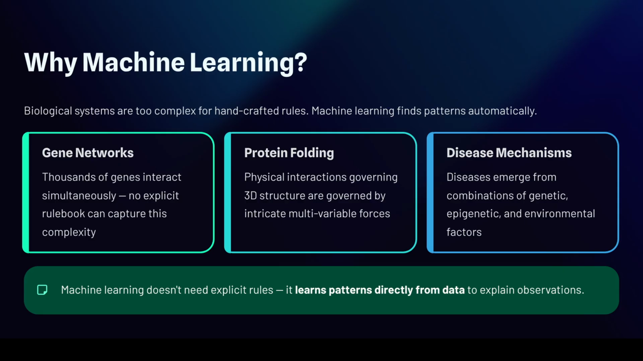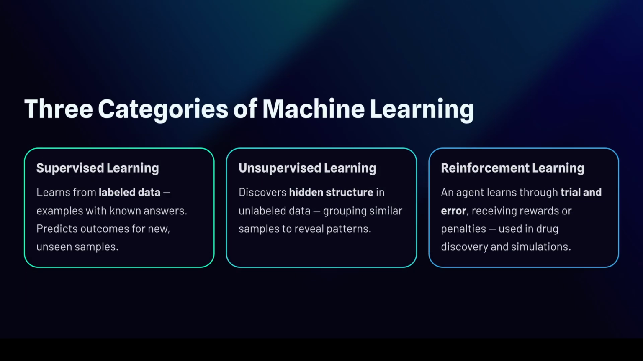In many biological systems, the relationships between variables are extremely complex. Machine learning instead looks at large datasets and automatically finds patterns that explain the observations. There are three main categories of machine learning. Supervised learning uses labeled data. Each example already has a known answer.